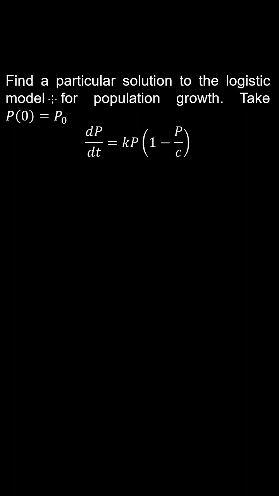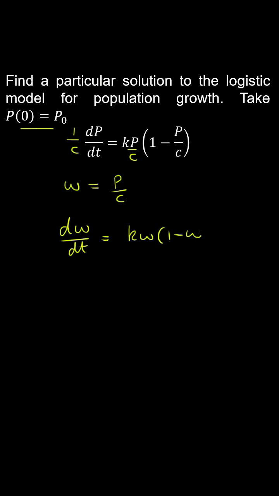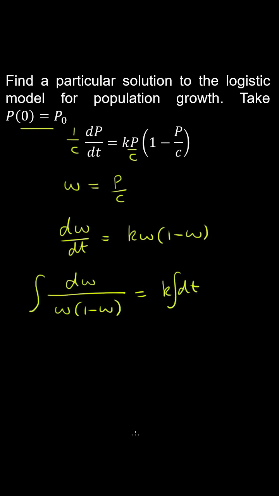Let's find a particular solution to the logistic model for population growth with the following initial condition. So what we can do is divide by C, the carrying capacity, on both sides, and set the dummy variable W to the population over the carrying capacity. So we can rewrite this equation as dW/dt is equal to kW times (1 minus W). And now we can separate the variables, so we get dW over W(1 minus W), and that's equal to k dt and then integrate both sides, taking the constant outside the integral.